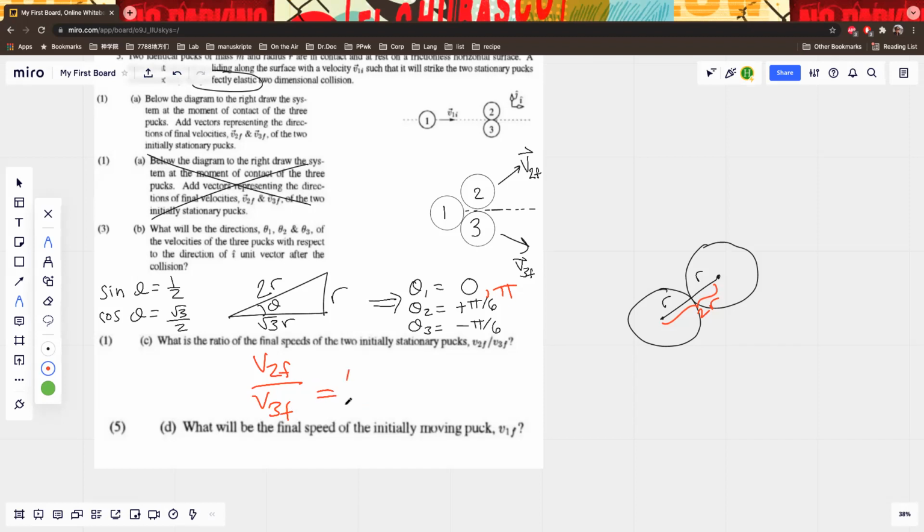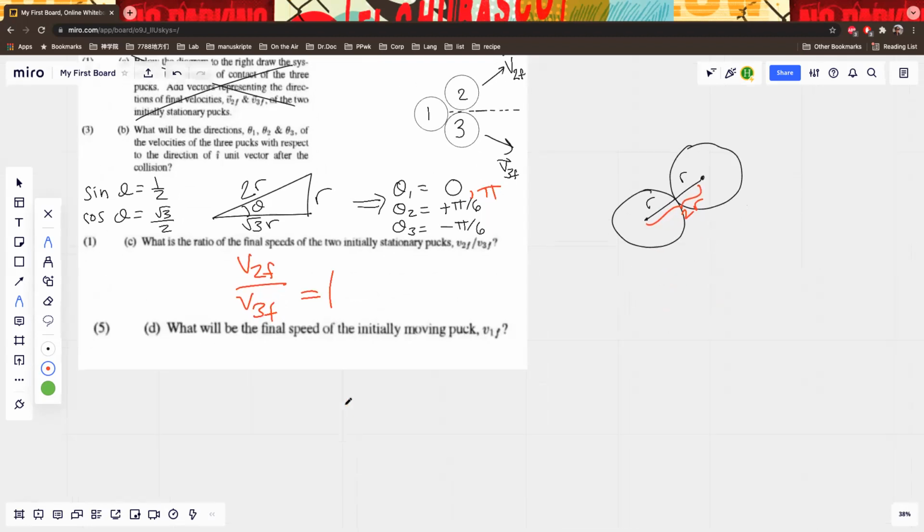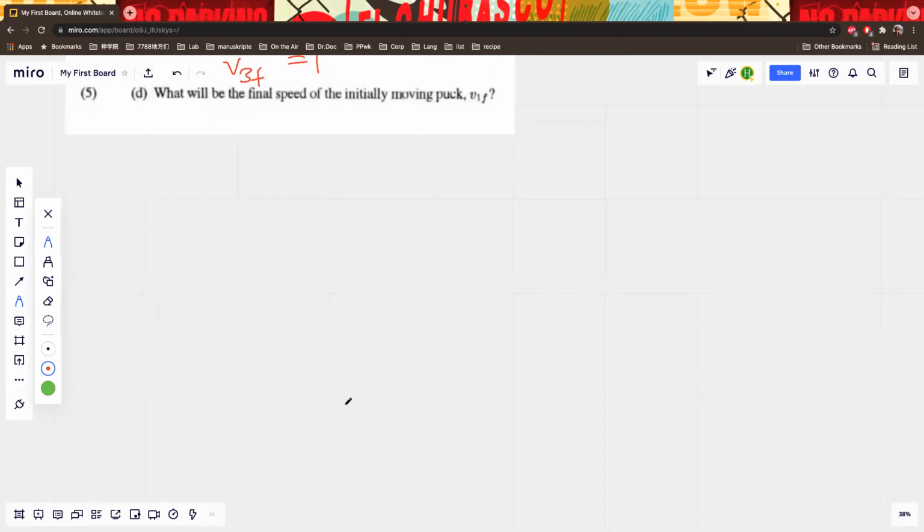All right. And then the final question, what will be the final speed of the initially moving puck, V1F? Okay.